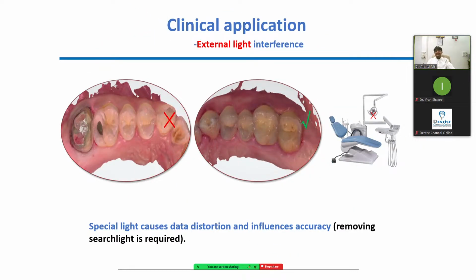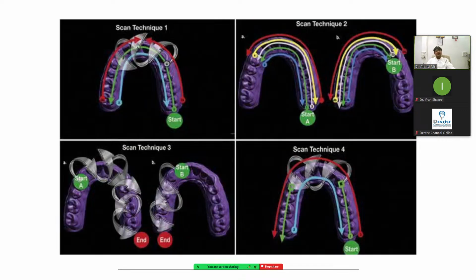The most important thing is your chair light. As I told you, the scanner works on reflection, so your chair light should be off, otherwise it will create artifacts in the image, as you can see on the screen. And there are four different sequences, but all have different advantages.